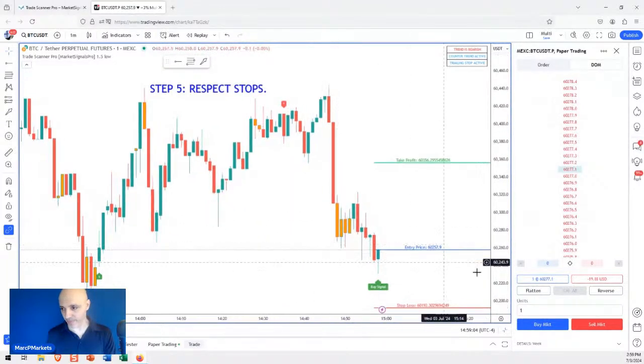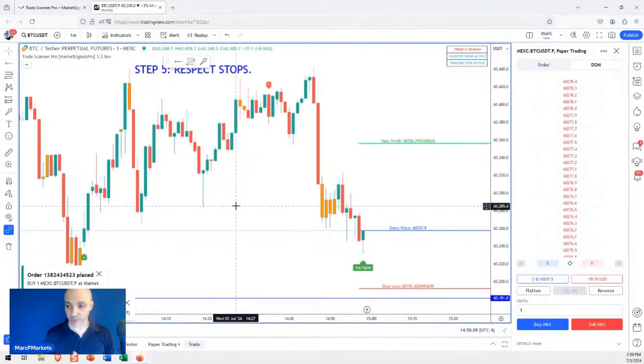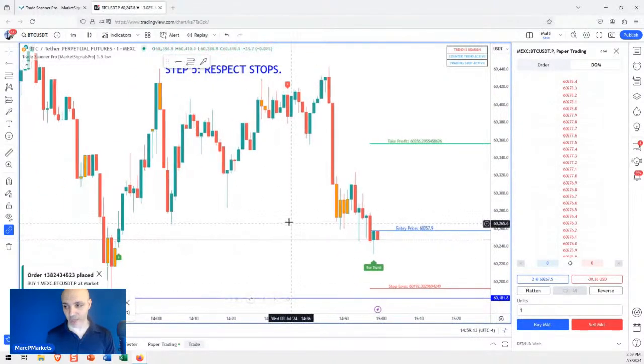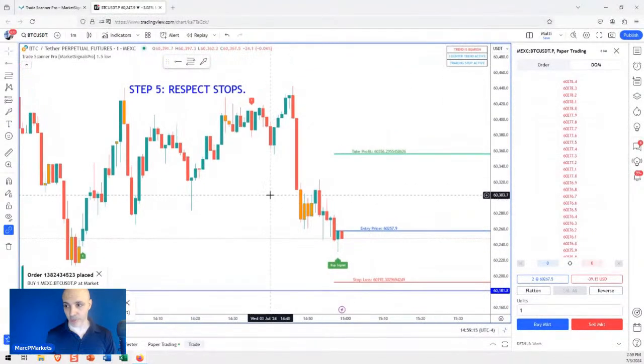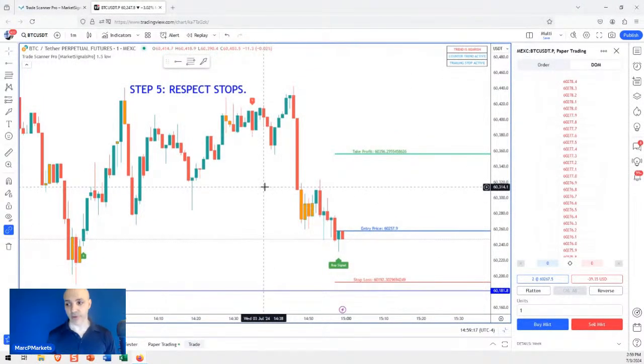There's our signal. All right. So I'm buying my second lot. So I got in early. Right, step 4 is now complete. And now I'm in step 5. Manage the trade, respect the levels, respect the stops. My thinking is over. Okay.